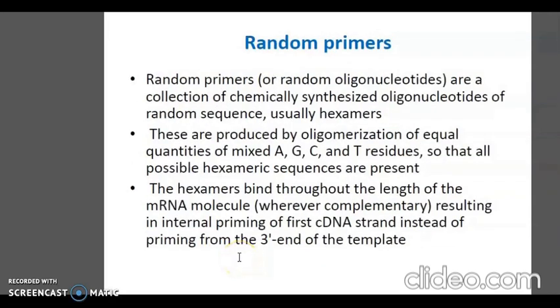Earlier we also mentioned random primers. Random primers, or random oligonucleotides, are a collection of chemically synthesized oligonucleotides of random sequence, usually hexamers. These are produced by oligomerization of equal quantities of mixed A, G, C and T residues so that all possible hexameric sequences are present. The hexamers bind through the length of the mRNA molecule wherever it is complementary, resulting in internal priming of the first DNA strand instead of priming from the 3' end of the template.